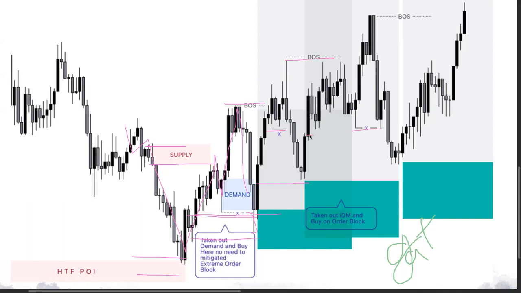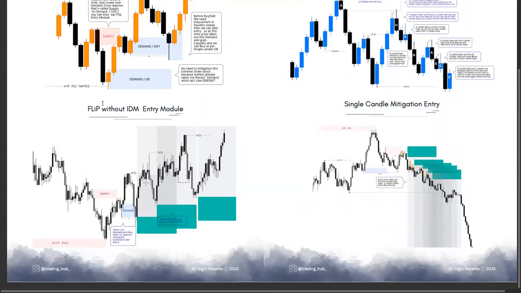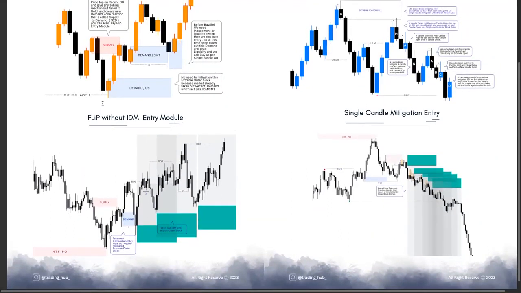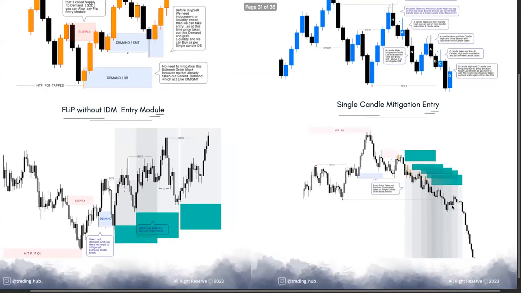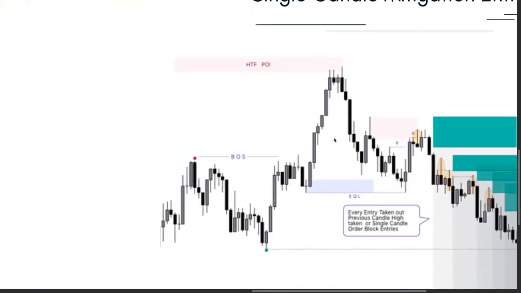And I think this candle. No, this candle. Like this. Should we use order block with imbalance? Yes. What was the reason? Third entry, the third entry is here. Break the structure, inducement, and tap on this order block, which is on the extreme, and buy. Same in a single candle mitigation entry. Which one is here?